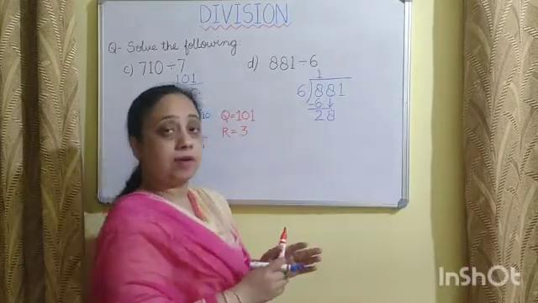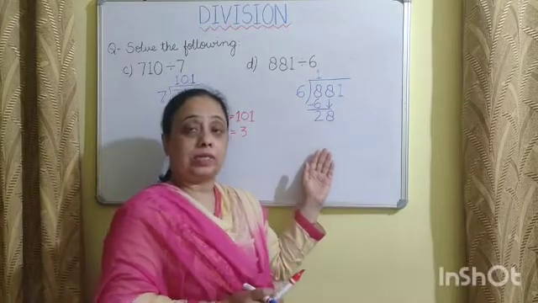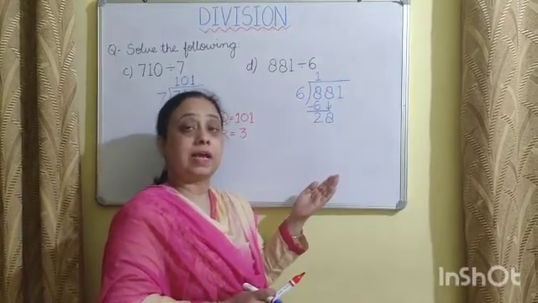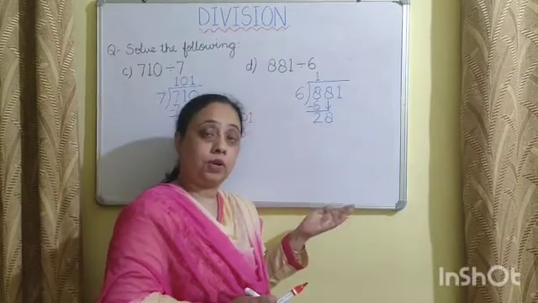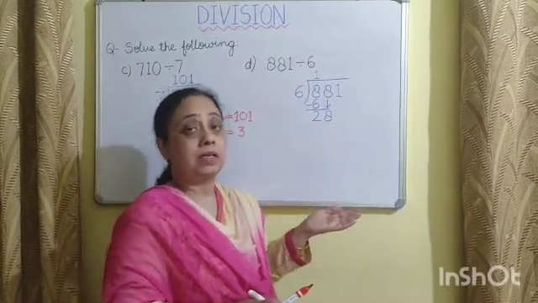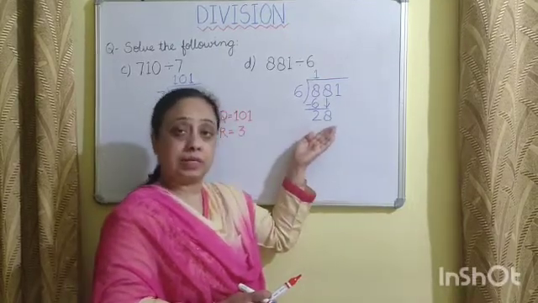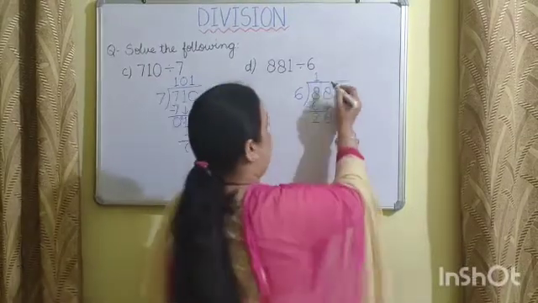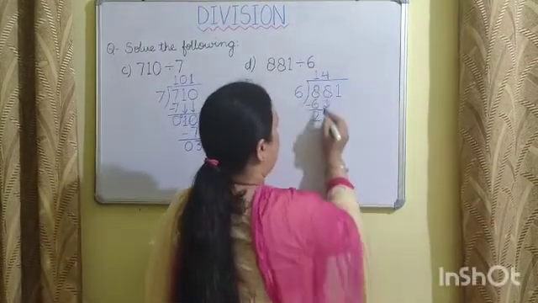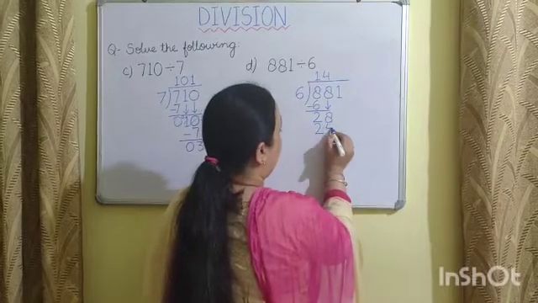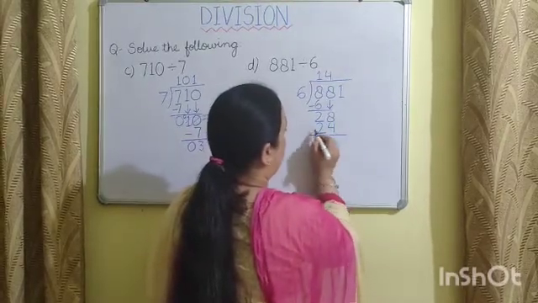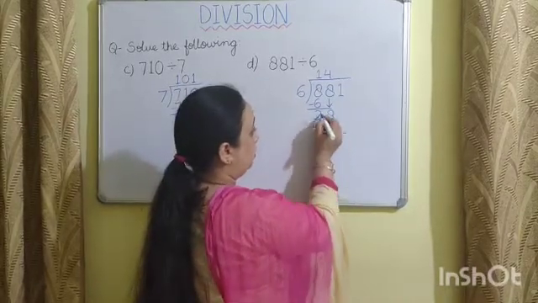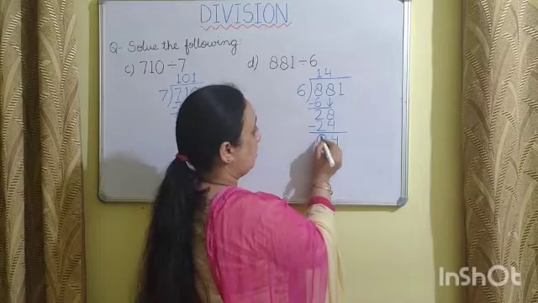Now, we'll read the table of 6 till 28. 6 ones are 6. 6 twos are 12. 6 threes are 18. 6 fours are 24 and 6 fives are 30. But 30 is greater than 28. So, we'll take 6 fours are 24. And we'll write 4 here. 6 fours are 24. Minus 8 minus 4 is 4. 2 minus 2 is 0.